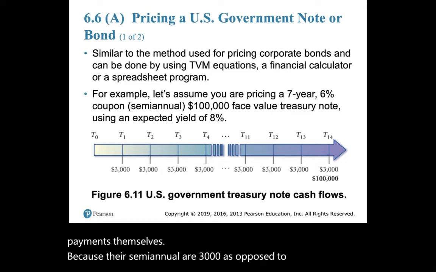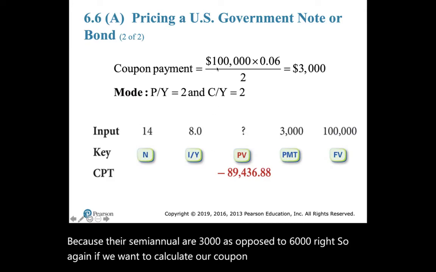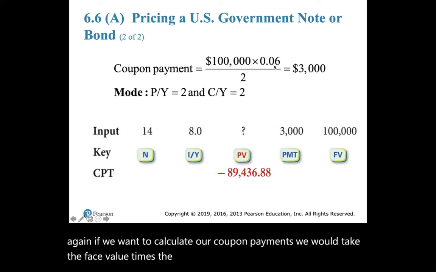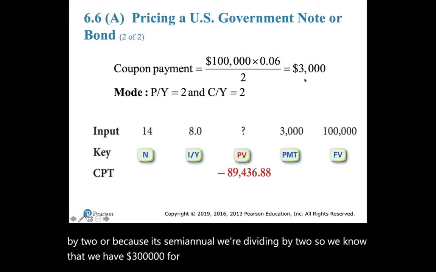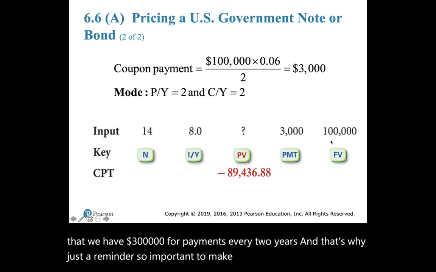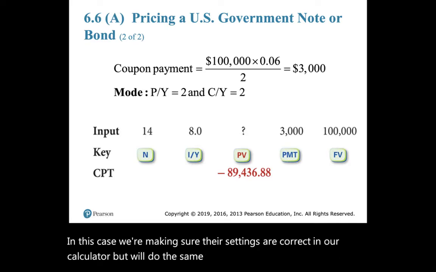One thing we also understand too is the payments themselves, because they're semi-annual, are 3,000 as opposed to 6,000, right? So again, if we want to calculate our coupon payments, we would take the face value times the coupon rate, and because it's semi-annual, we're dividing by 2, so we know that we have $3,000 for our payments every 6 months. Okay, and that's why, just a reminder, it's so important to make sure that you have the right settings. In this case, we're making sure our settings are correct in our calculator, but we'll do the same thing when we're dealing with our spreadsheet.